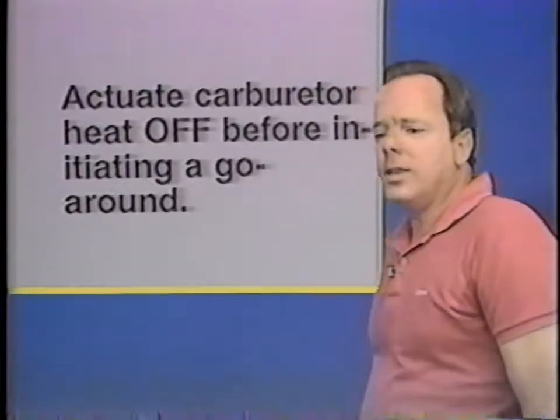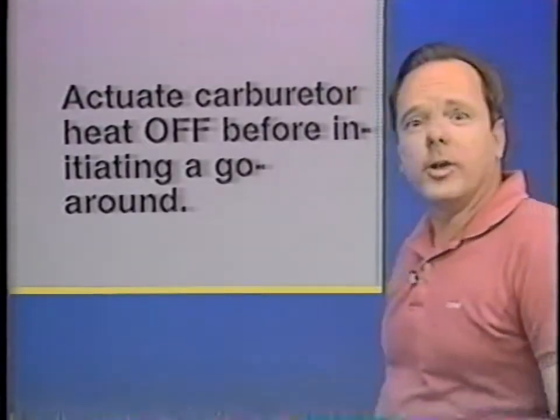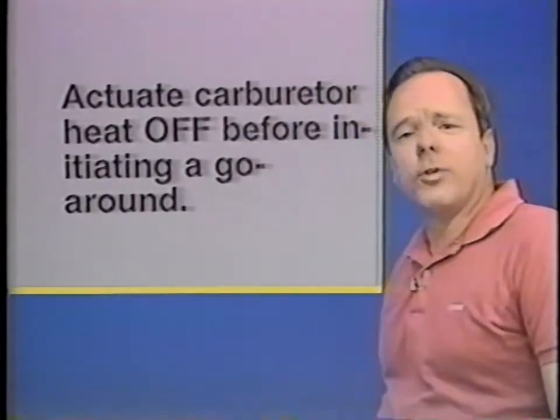Now, finally, one other operating helpful hint is you should actuate carburetor heat off before initiating a go-around. In other words, turn carburetor heat off before you do a go-around. Why? Because carburetor heat results in having hot air going into your engine. Hot air is less dense, so the engine has less horsepower. And the high fuel air intake temperatures favor detonation and pre-ignition. So you're just doing yourself a tremendous favor if you get rid of carburetor heat before you do a go-around.